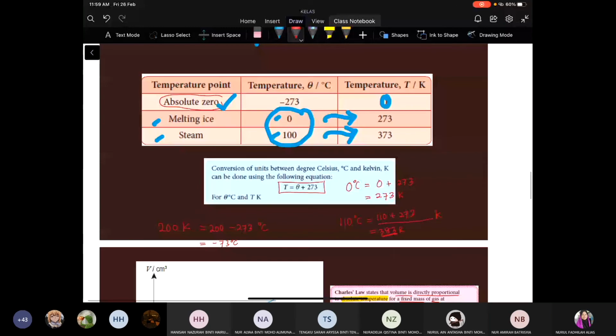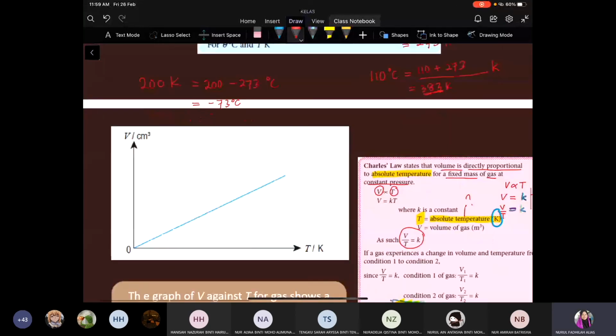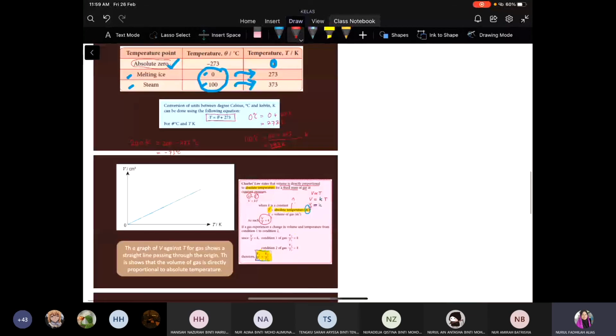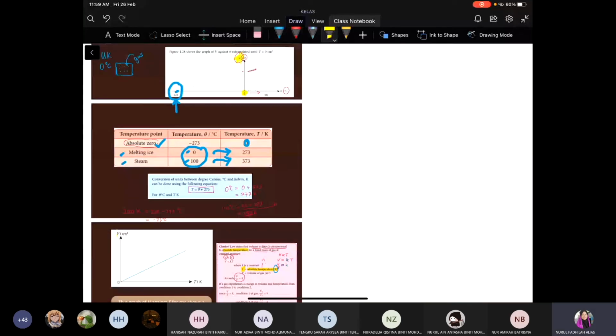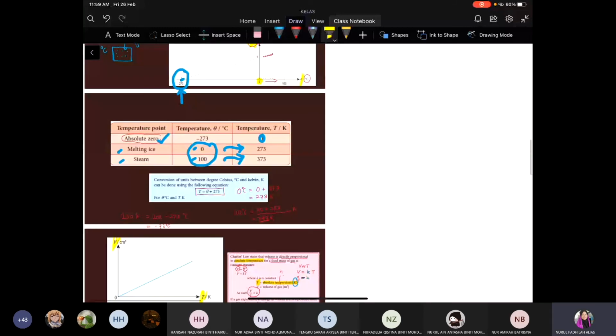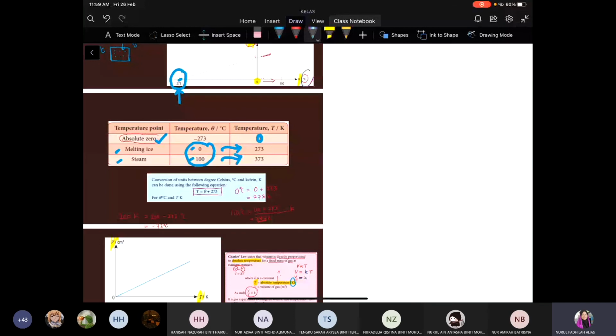So now, scientists have come out with this graph. This graph is also volume against temperature. Is it not the same? It's the same type of graph. This one is also volume, this one is also temperature. But the only thing that is changing is the unit. Just now the unit was in degree Celsius. Now the unit is in Kelvin.